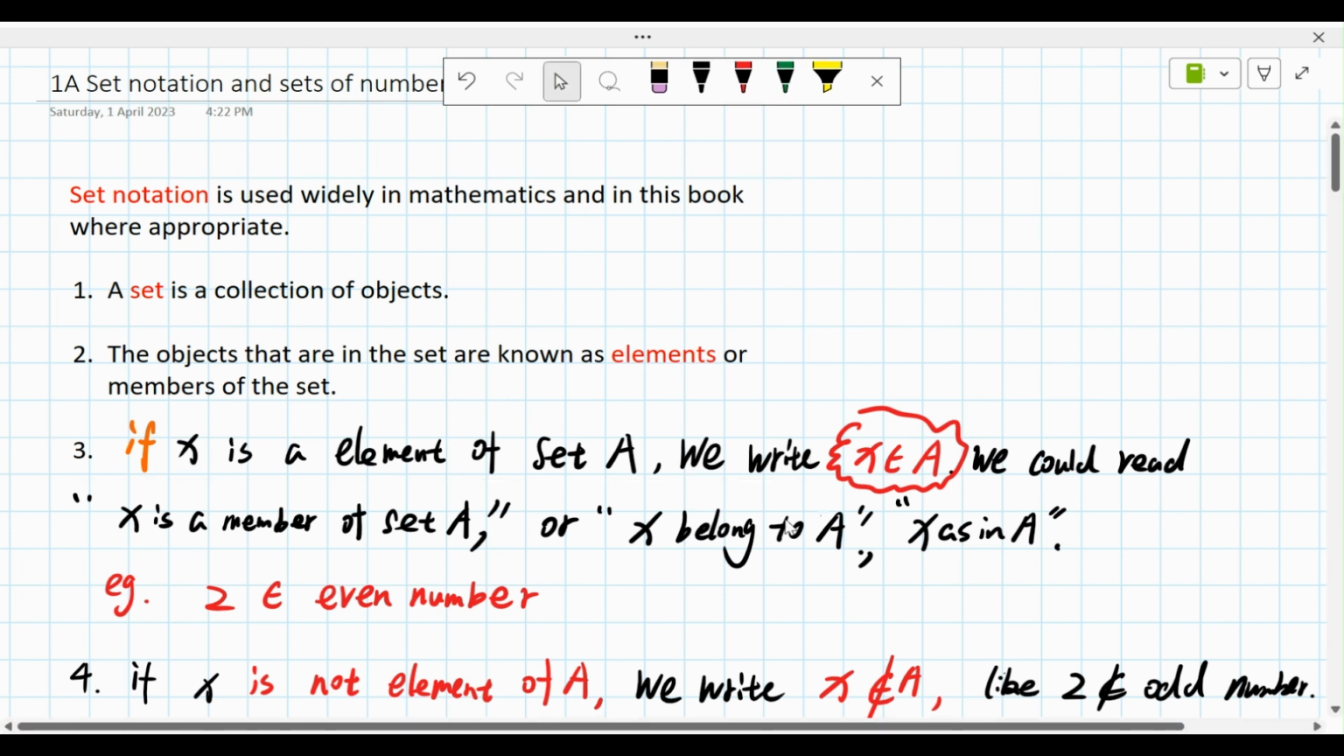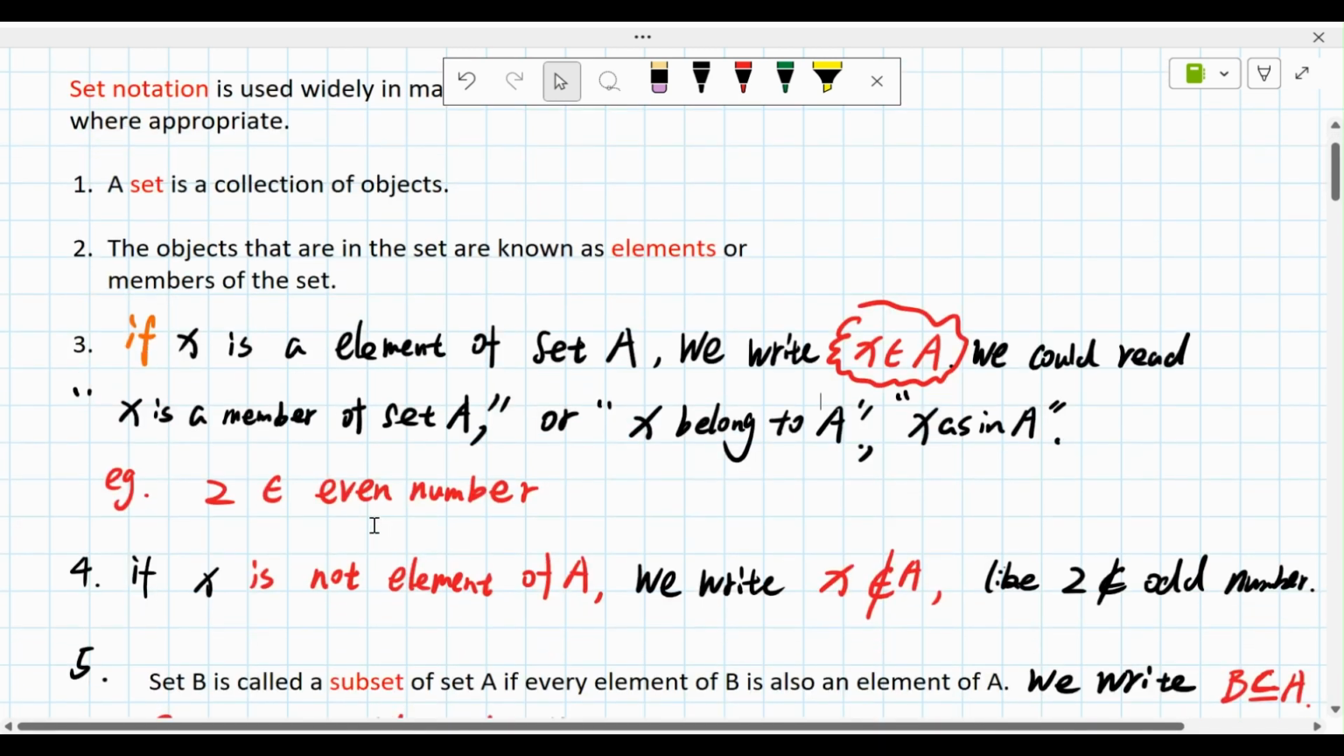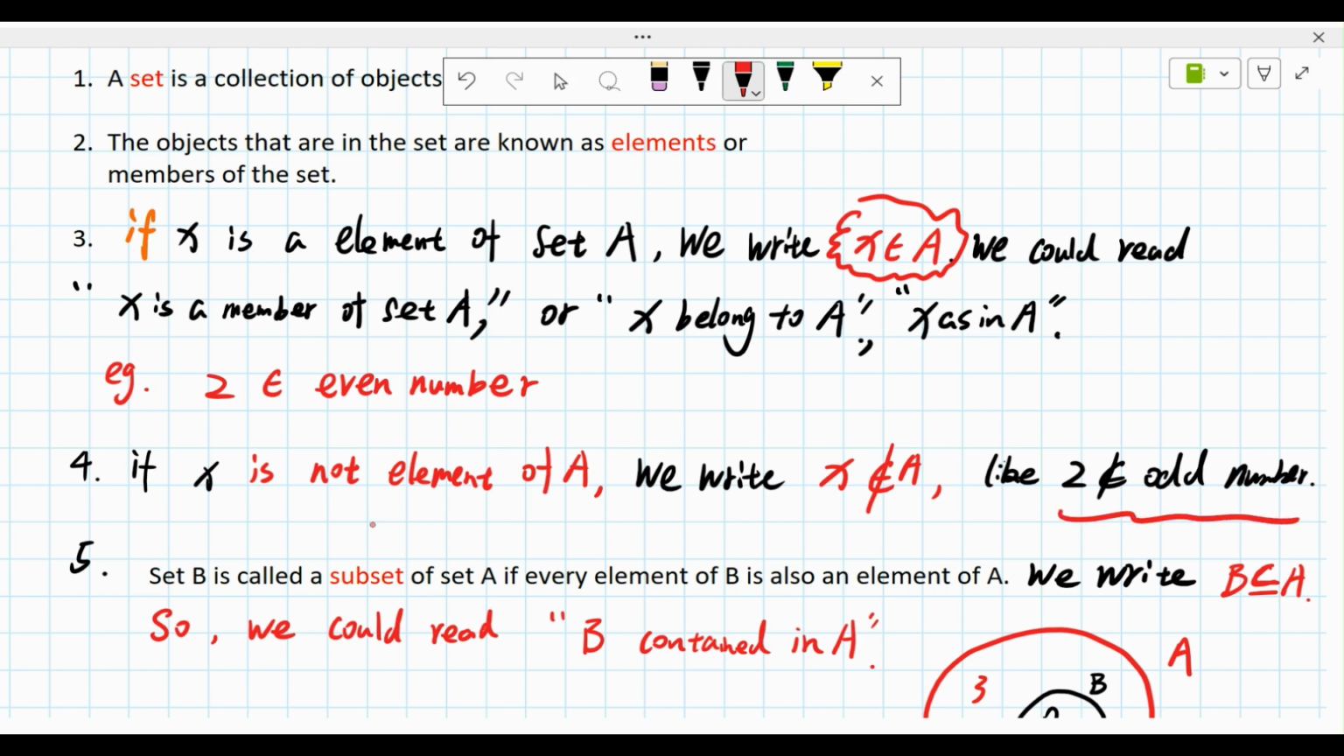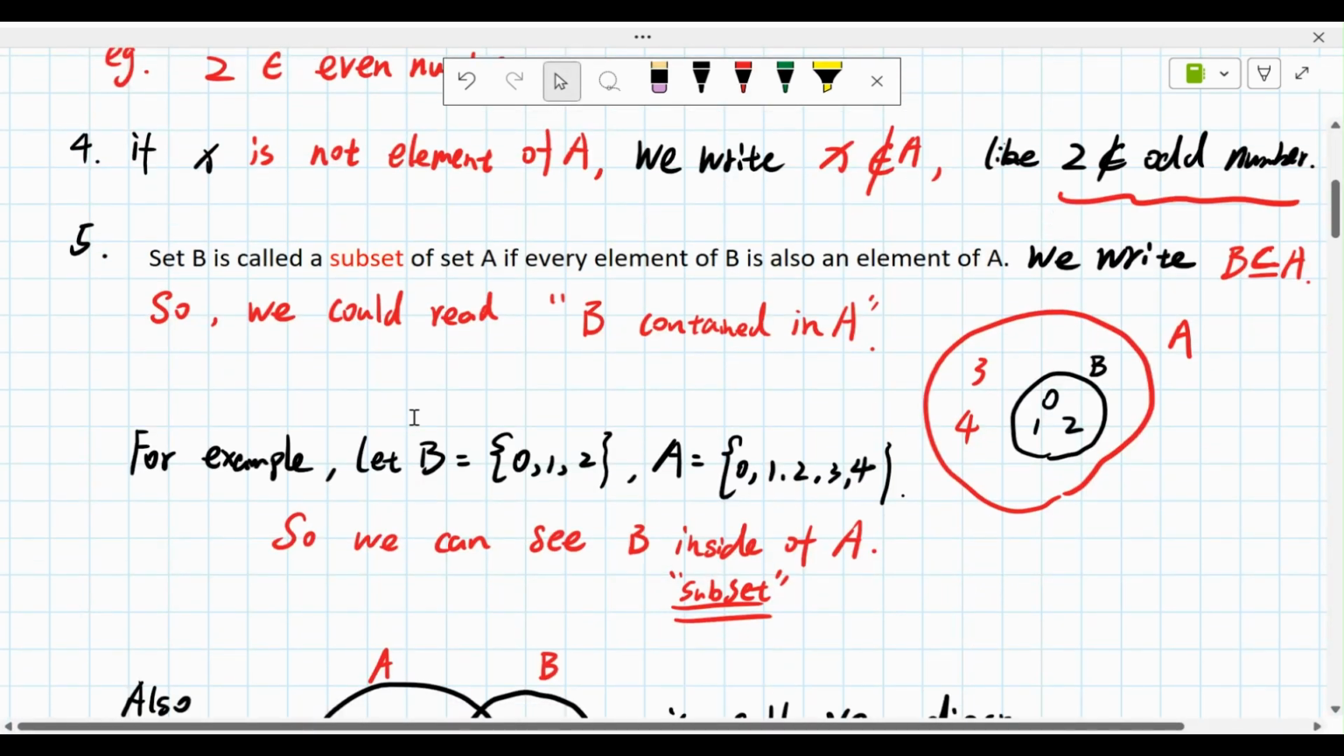We actually know how to do these kinds of things. For example, 2 is an even number, so it belongs to the set of even numbers. And x is not an element of A, which we normally write as a slash through the belongs-to symbol. For example, 2 does not belong to the odd numbers.